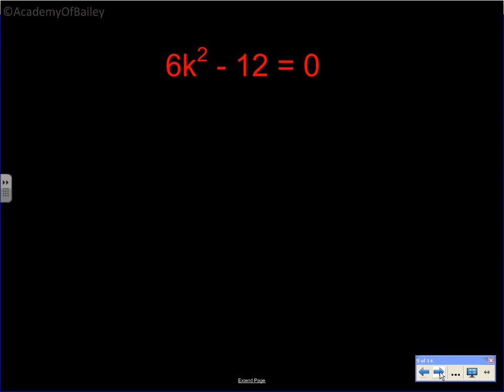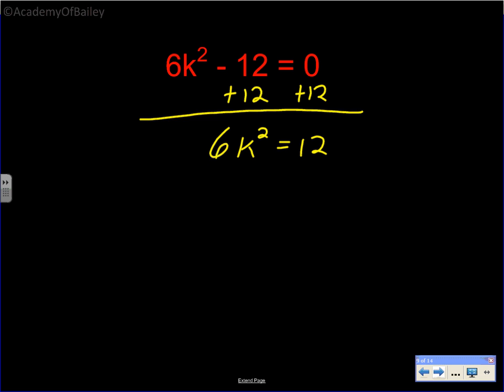Go ahead and try this one on your own. First step is to add 12 to both sides. 6k squared is equal to 12. Trying to get rid of the 6, so we divide both sides by 6. K squared is equal to 2.